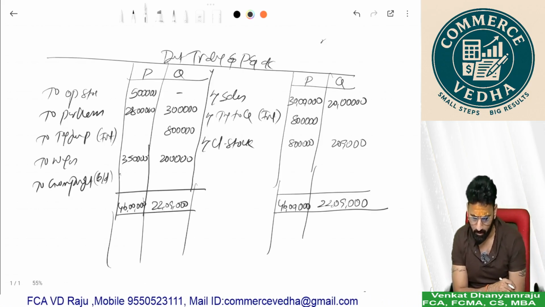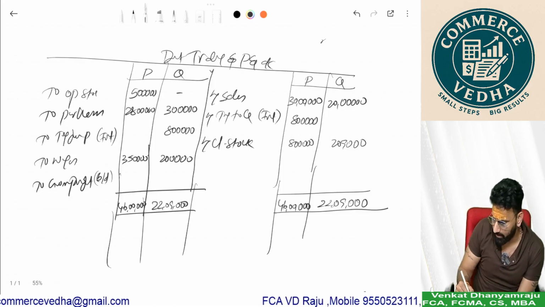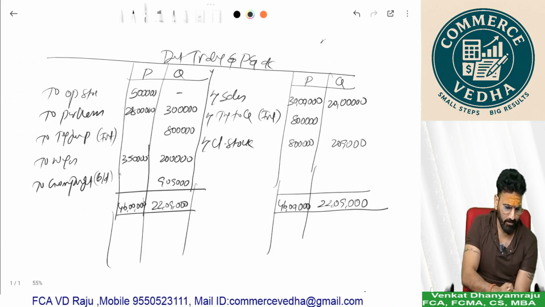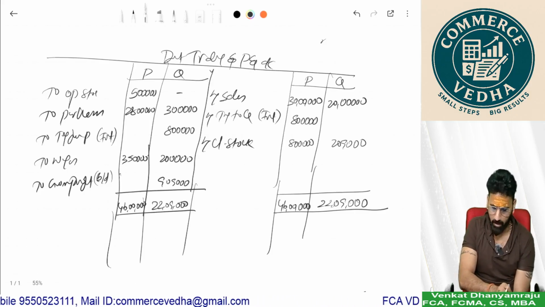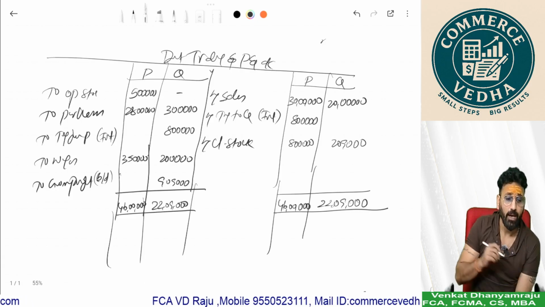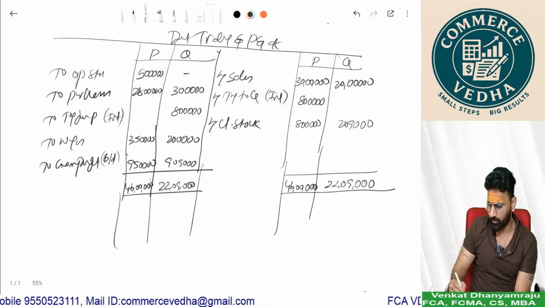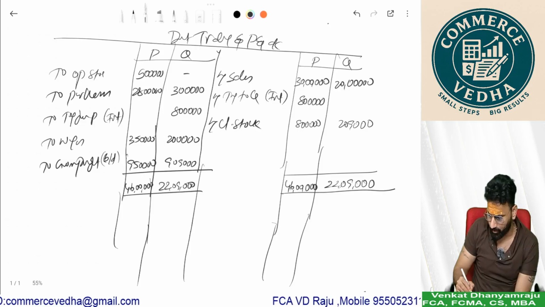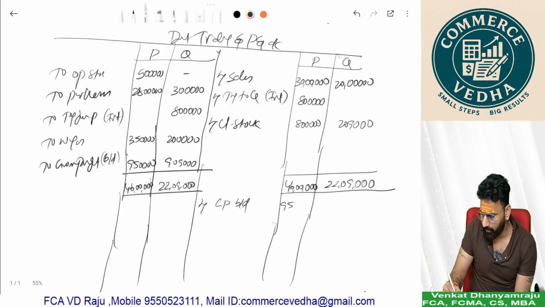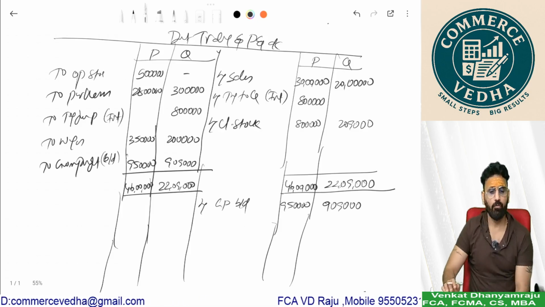minus 3 plus 8, 11, 11 plus 2, 13. So 9 lakh 9,000 in department Q, and 46 lakhs minus 28 plus 5, 33, 30, 36,50, 9 lakhs 50,000. So we identified the gross profits. Now we should bring down the gross profits to the P&L account. By gross profit brought down, 9,50,000 and 9 lakh 9,000. So we posted these two.